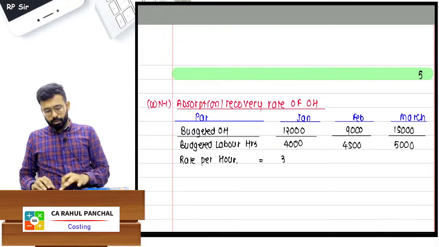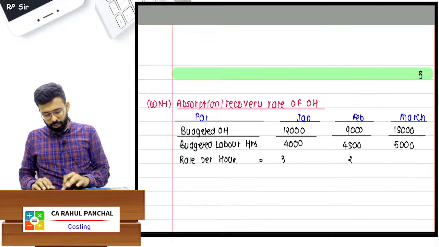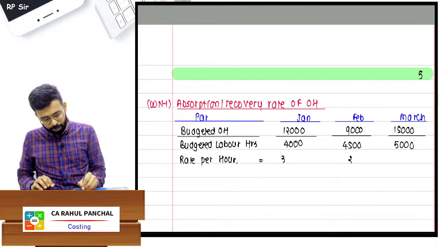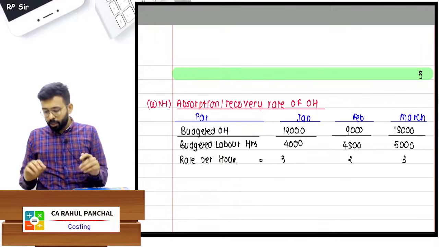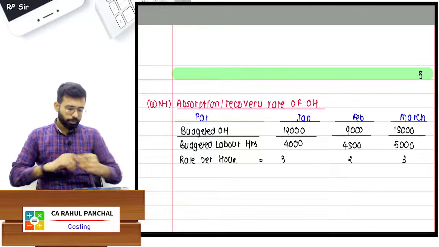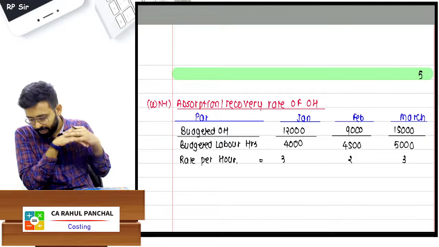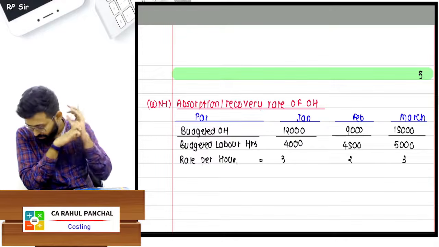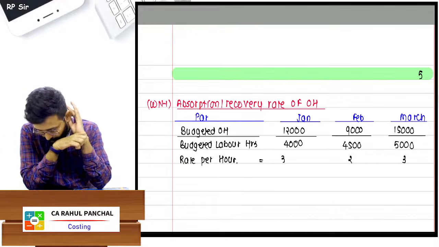Here it will be 9,000 divided by 4,500. It will be 2 per hour. Here it will be 15,000 divided by 5,000. It will be 3 per hour. So this is my recovery rate of overheads. Okay. Now, once we get this, the things will be easy.